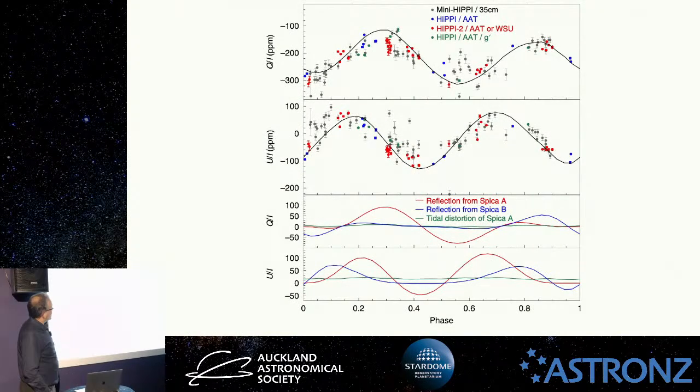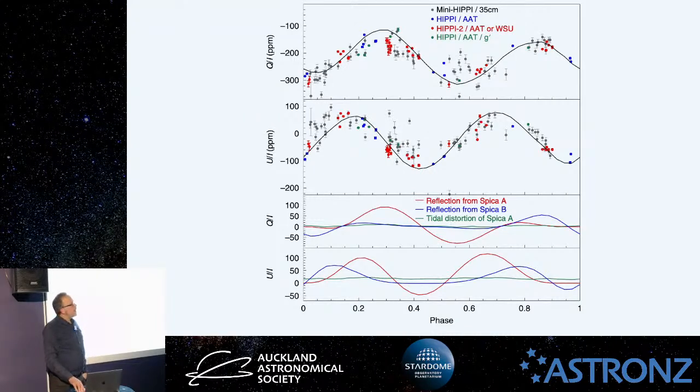So in the binary system that has Spica A and Spica B, you can measure these two parameters. I'll come back to these parameters later. Q and U measure the linear polarization of the light, and phase here is talking about binary phase, so one rotation of the binary system. You can see the polarization of the light in that system varying, and that's because each of the two stars is reflecting the light of the other star and polarizing that light.